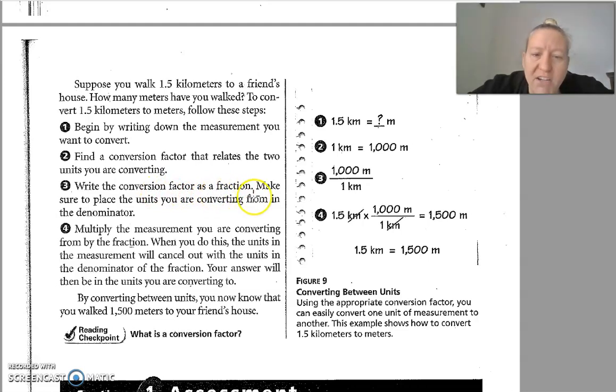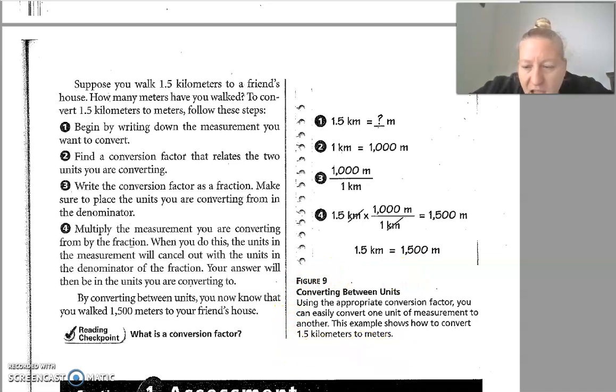Write the conversion factor as a fraction. Make sure to place the units you're converting from in the denominator. So notice how kilometers is on the bottom. Multiply the measurement you're converting by the fraction. When you do this, the units in the measurement will cancel out with the units in the denominator of the fraction. Your answer will then be in the units you're converting to. By converting between units, you now know that you've walked 1,500 meters to your friend's house. So 1.5 kilometers equals 1,500 meters.